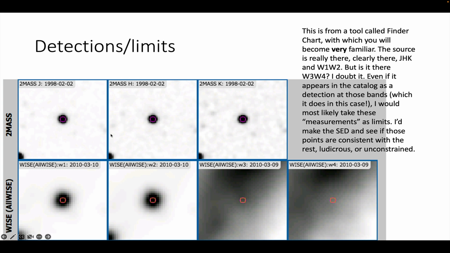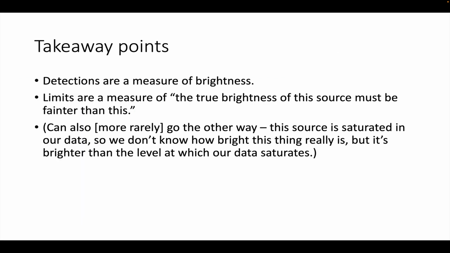The source is clearly there. It's really in the sky at this location. It's just not easily detected at 12 microns or at 22 microns. That's a limit. Does that make sense? So the takeaway point is that detections are a measure of brightness. Limits say the true brightness of the source must be fainter than this. And it's represented in plots as an arrow pointing down, meaning the true brightness of the source must be fainter than this. It is rare, but you can also go the other way.